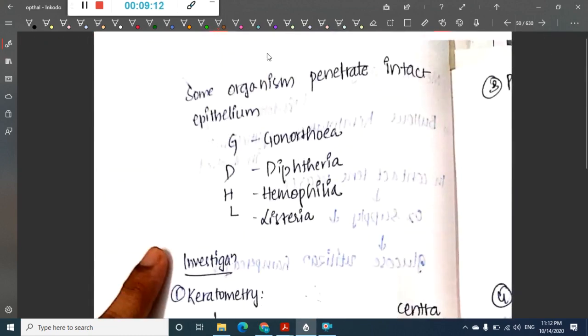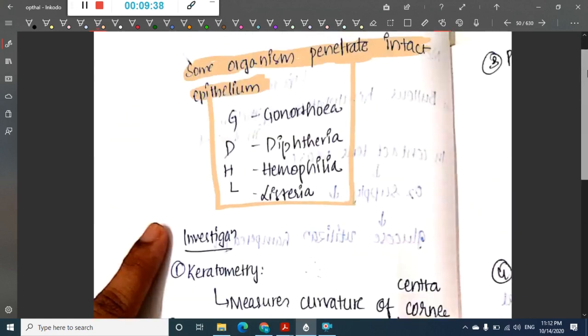Then there are some organisms which can even penetrate the intact epithelium. What are they? Organisms like gonorrhea, diphtheria, haemophilus and listeria can penetrate even the intact epithelium.